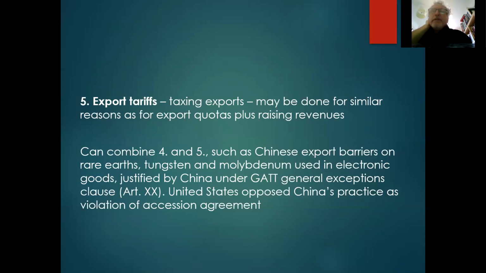And they justified it under the GATT General Exceptions Clause, Article 20, which we'll look at later. But basically, the General Exceptions Clause allows you to restrict trade in order to conserve natural resources. And so that was China's justification. And this was actually opposed. There was actually a panel report on this, because the United States complained that China was doing this basically in bad faith. That this was not really to conserve natural resources, but was in fact an unfair trade restraint.